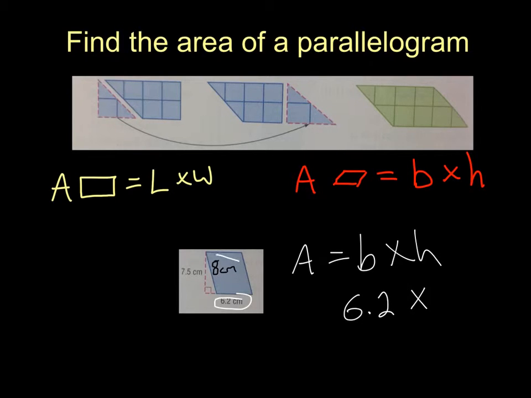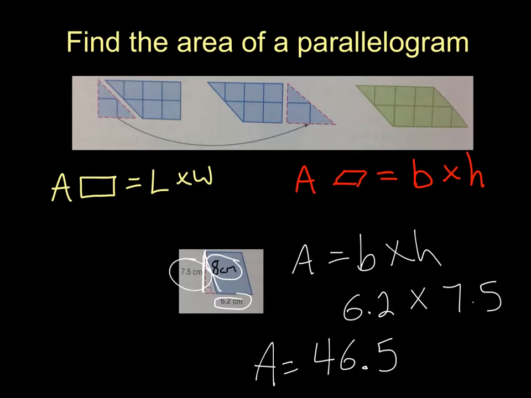And now my height. Now remember, this is not my height. This is the length of this diagonal. I want the straight up and down. So here's my height. So I'm going to take 7.5. When I solve that, I get the area equals 46.5. And remember, your label anytime for area is going to be whatever units we're using. We're using centimeters, and we have to have the squared sign because they're squares.